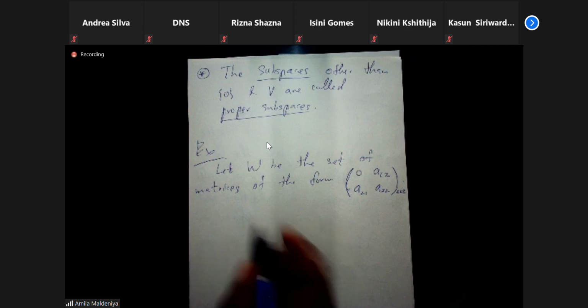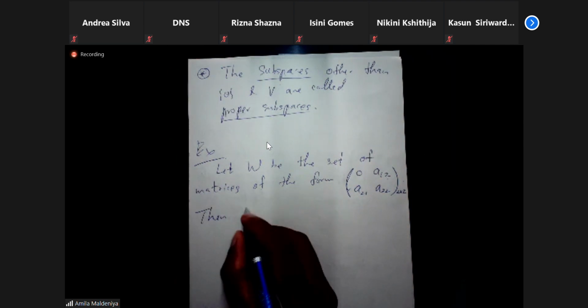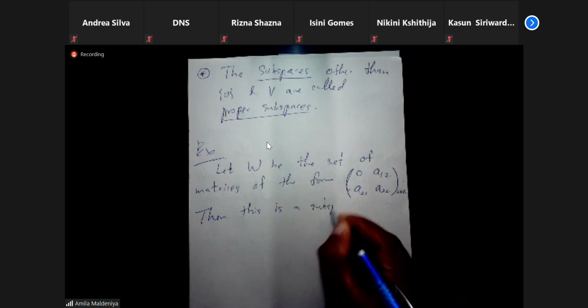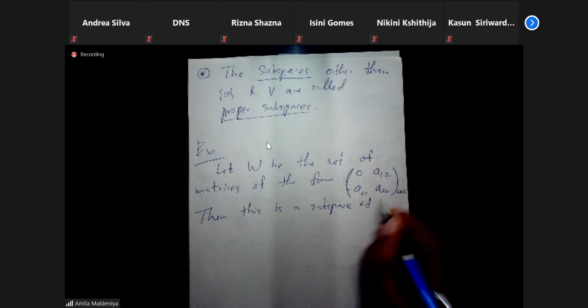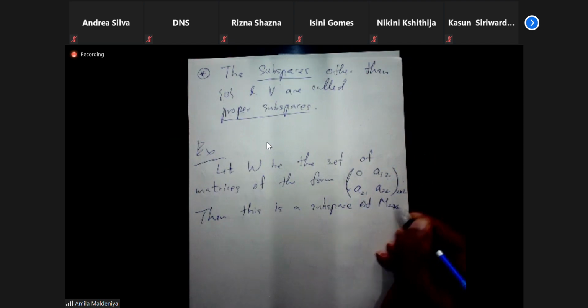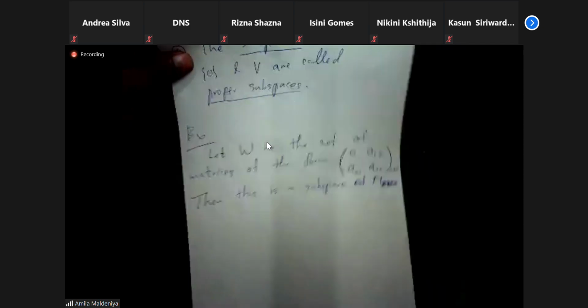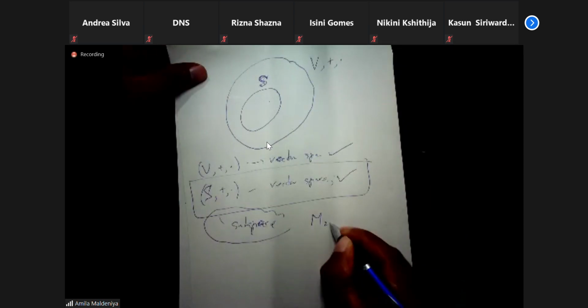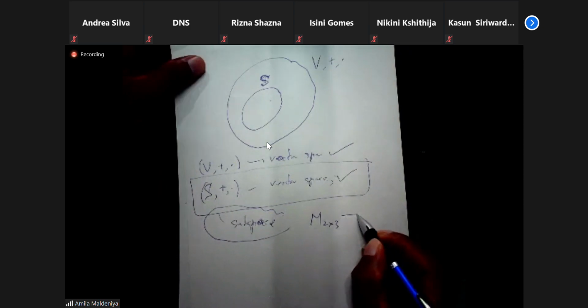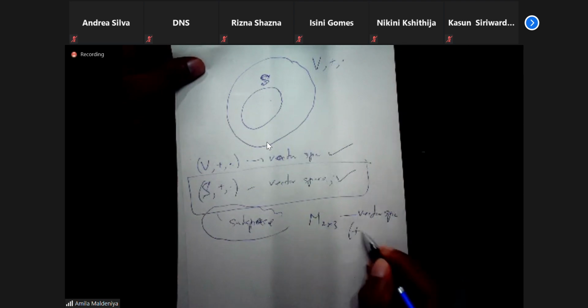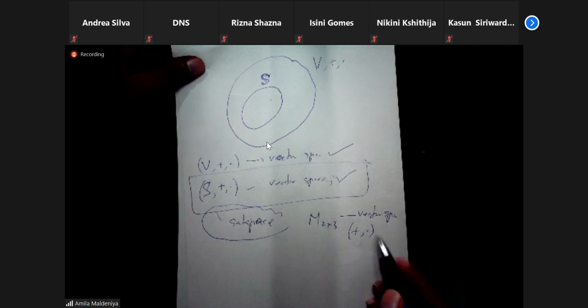So this W is a subspace of M2 by 2 matrices. Now I think in the example last time we did something like M23, that means all the matrices that are 2 by 3. This is a vector space under matrix addition and matrix scalar multiplication. Okay, we proved this one.